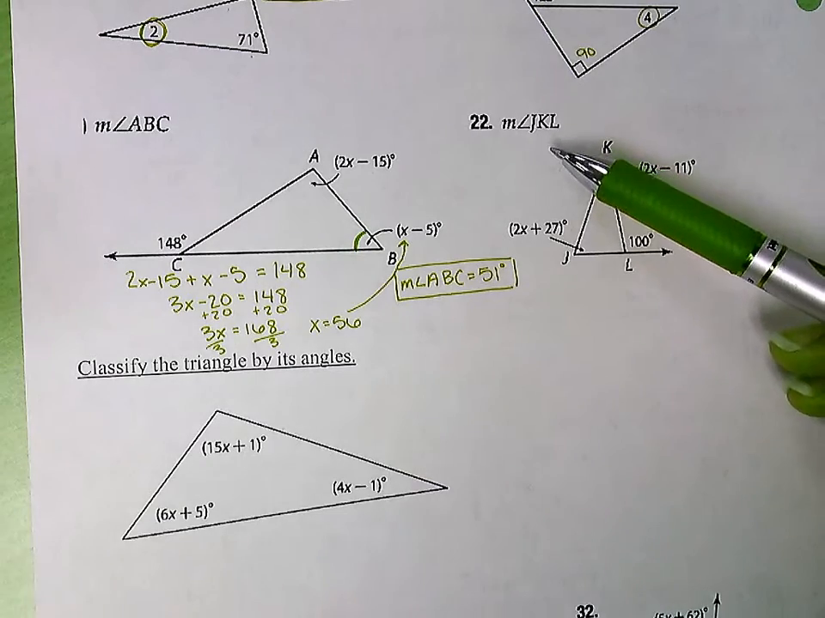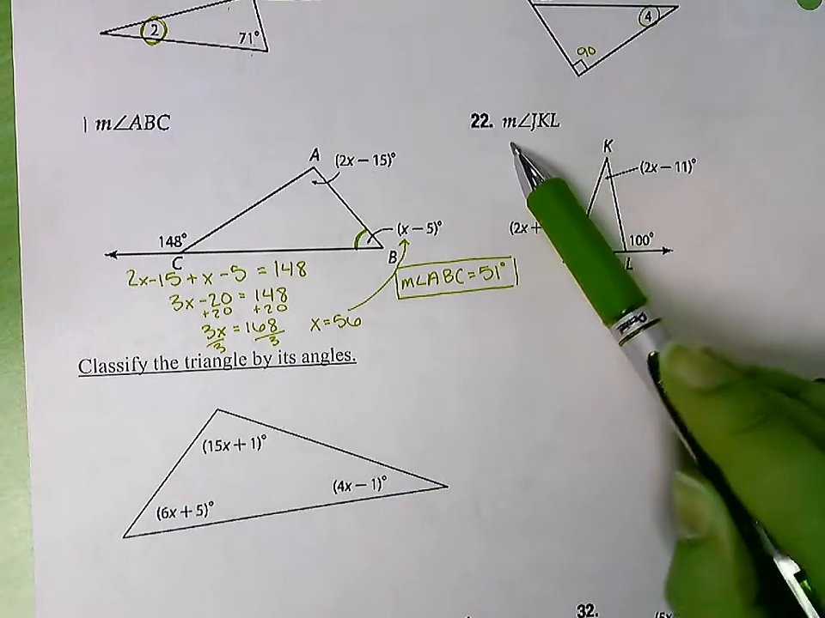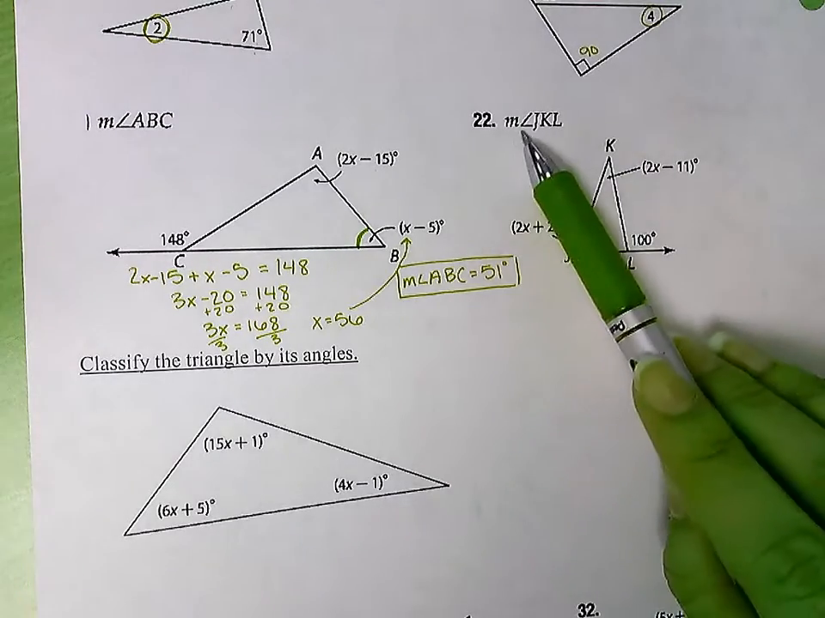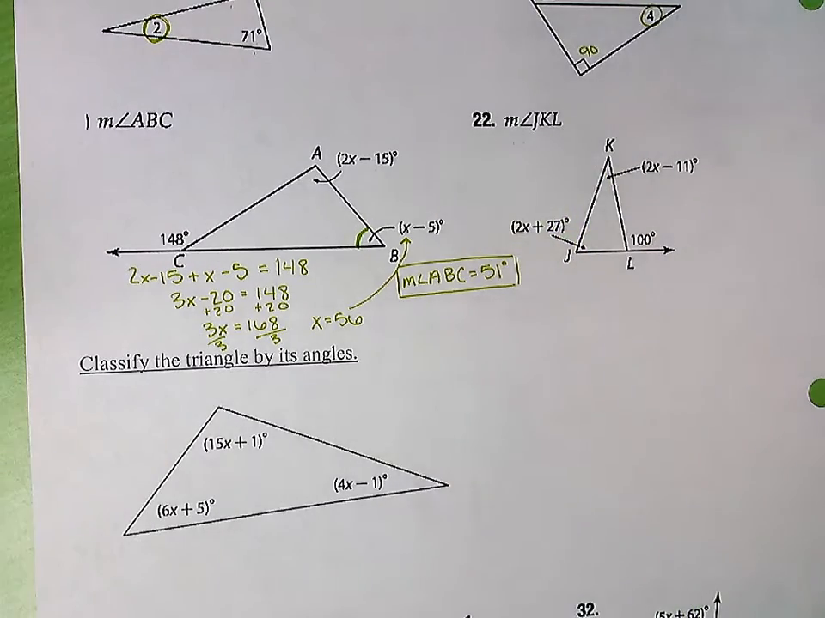Okay, same thing in the next problem here. I want you guys to do this one. Find the measure of angle JKL. Do the one that says number 22, even though it's not actually number 22. That's fine.